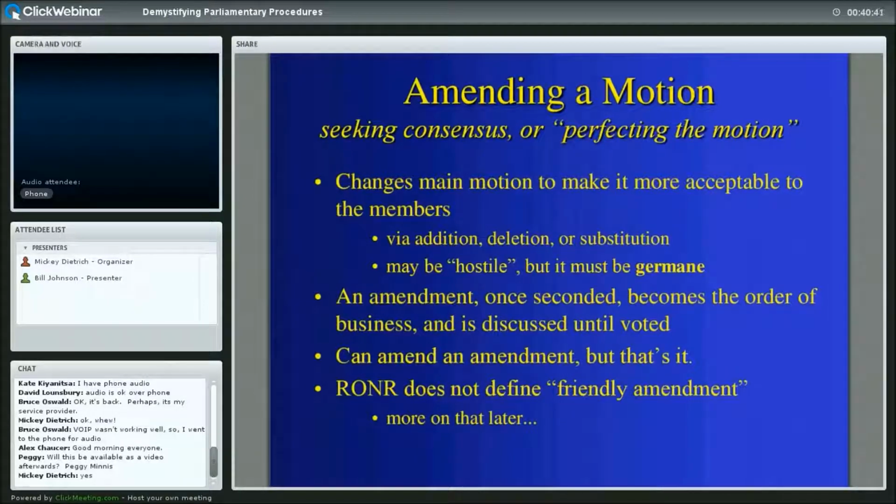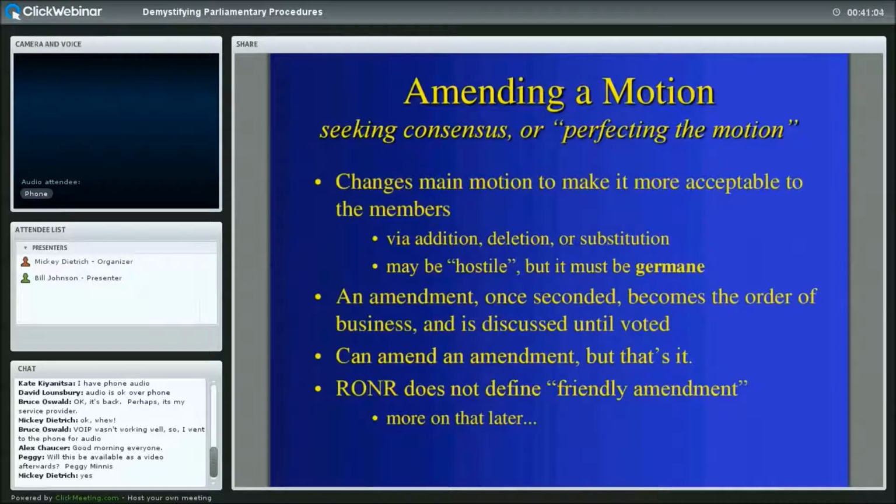Anybody can speak for and against. When the debate is done on that, you then take the vote on that particular amendment. If it passes, the motion is then officially changed. So now we have a new motion that we're going to raise dues from $50 to $75 except for students. Maybe it's not the best example in the world, but that's how the process works.